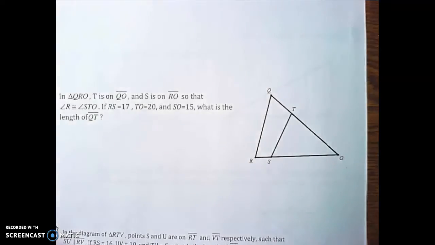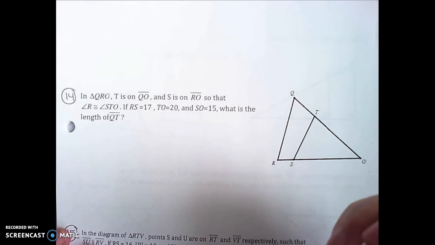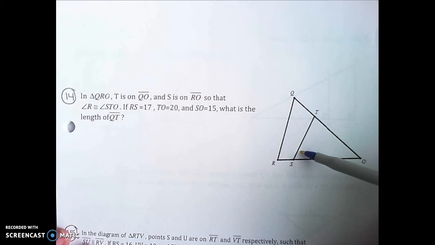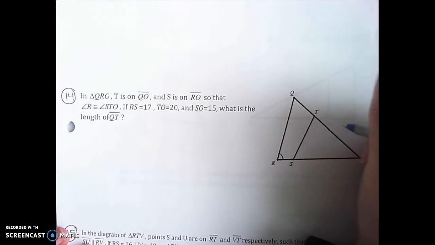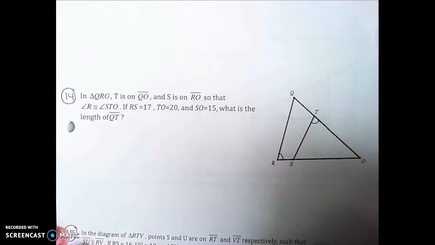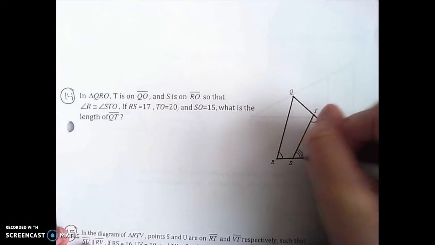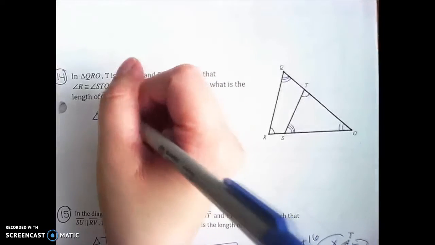Okay, let's take a quick look at number 14 also. In number 14, it says triangle QRO is given. T is on segment QO, and S is on segment RO, so that the angle R is congruent to angle STO. This is key because these lines are not parallel. So marking this part in my diagram is key. So angle R is congruent to angle STO. I know angle O is congruent to itself by the reflexive property, so that leaves angle S to be congruent with angle Q.